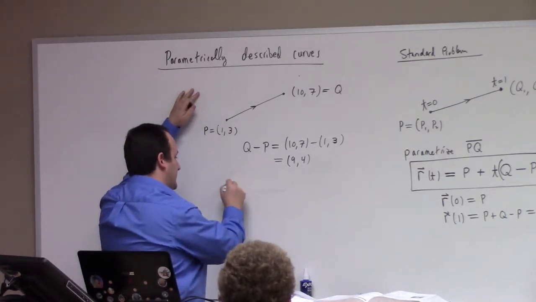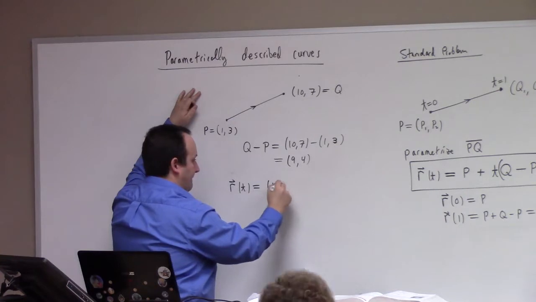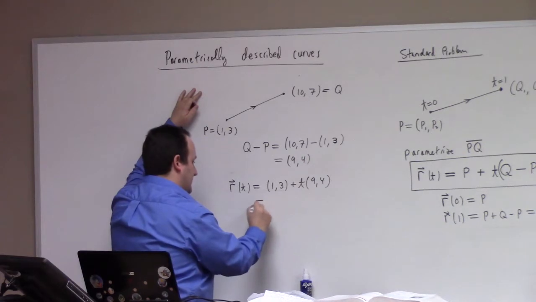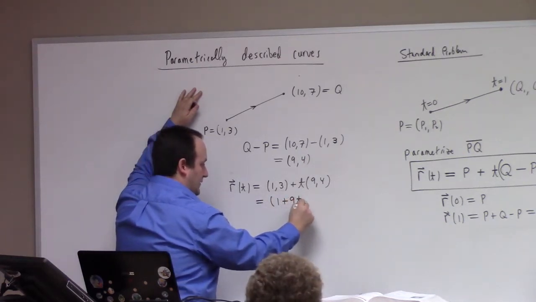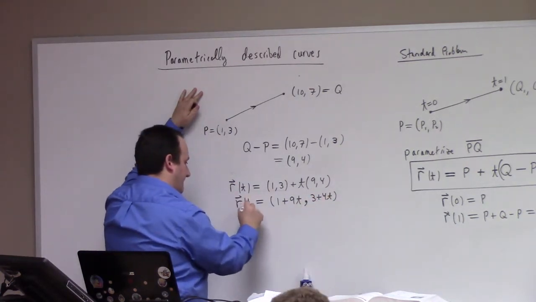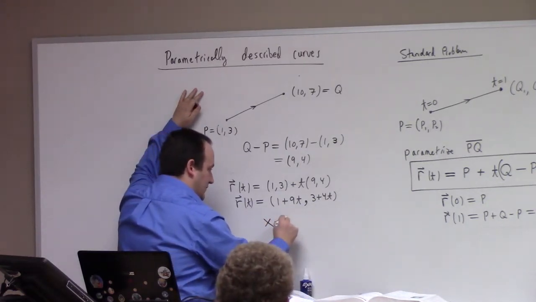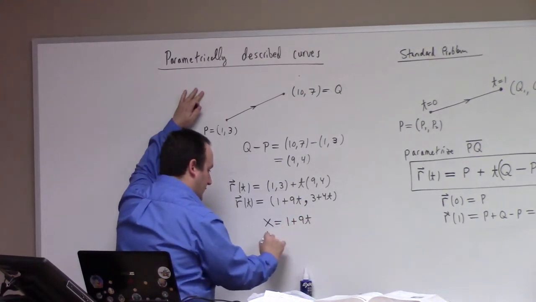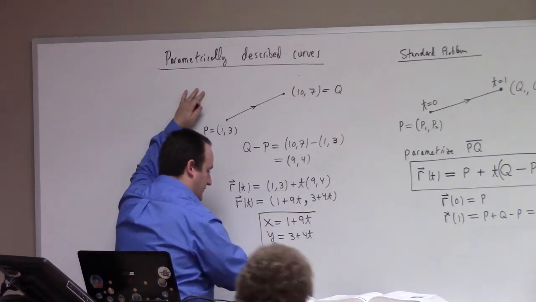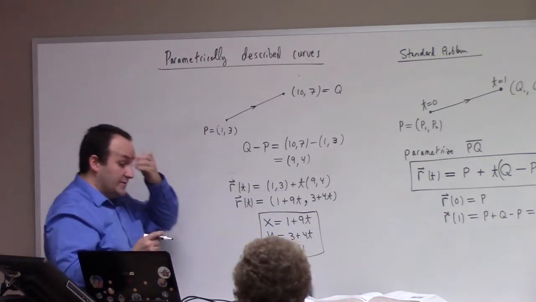So r of t is P, which was 1, 3, plus t times 9, 4, which is equal to 1 plus 9t, comma 3 plus 4t. And let me put it back in the lingo of our current chapter. x equals 1 plus 9t, y equals 3 plus 4t. There you go. 0 less than or equal to t less than or equal to 1. That is the parameterization of the line segment.